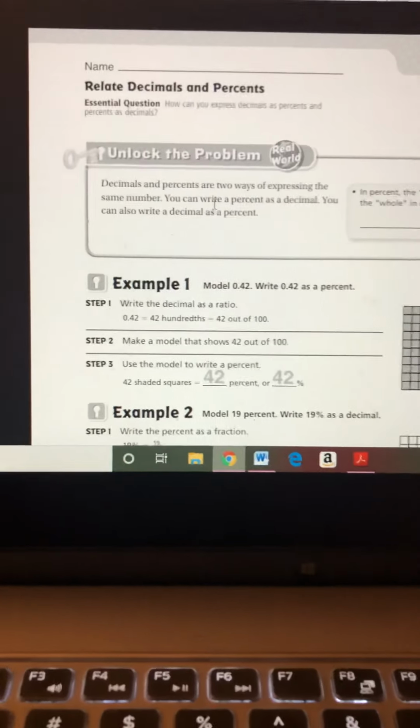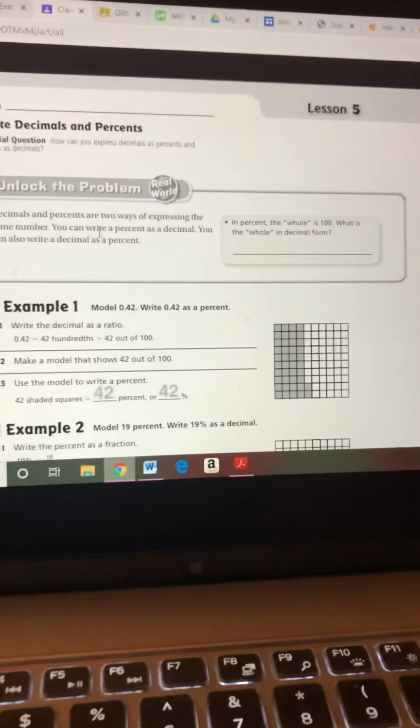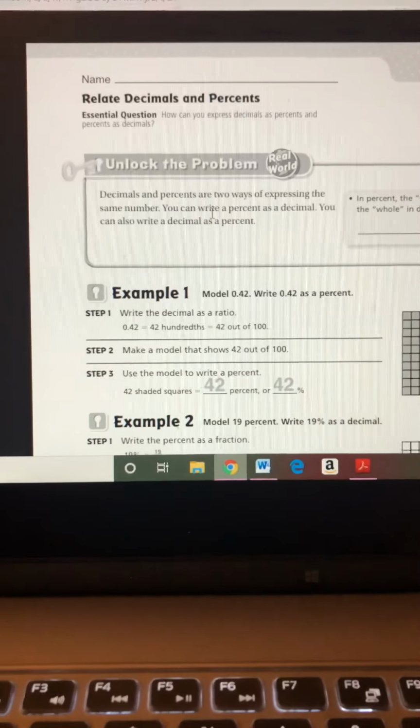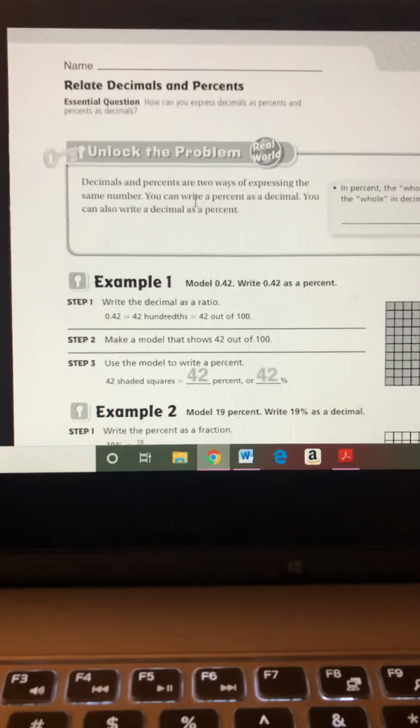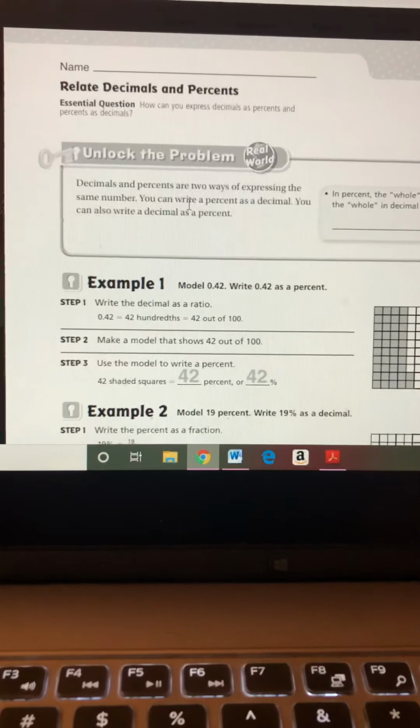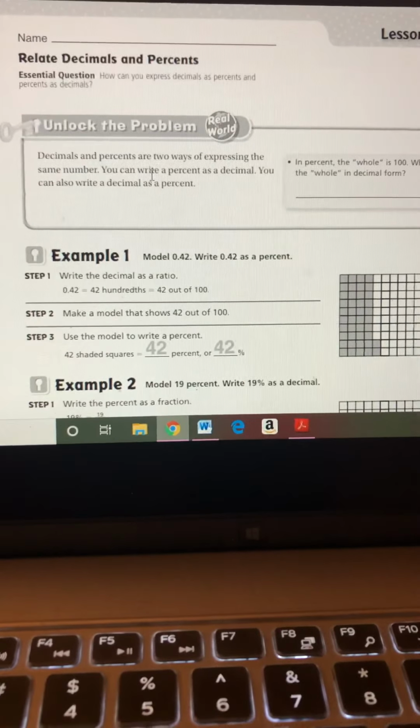Boys and girls, we're going to go over lesson 5, relate decimals and percents. It's pretty much very similar to yesterday's lesson.